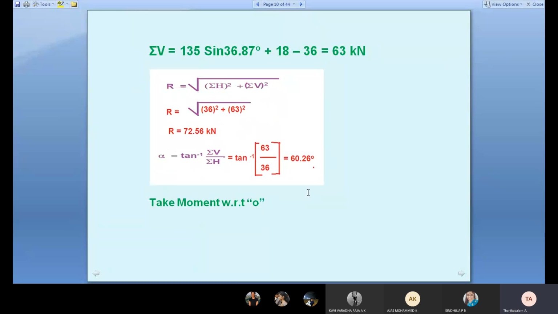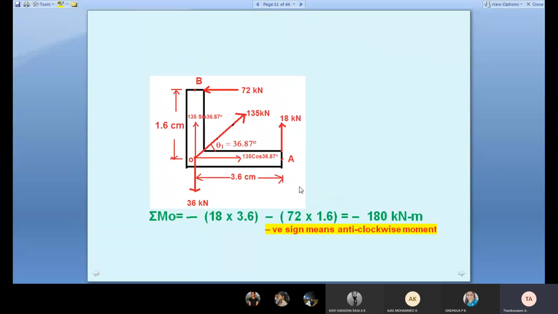While taking moment, we have to fix a reference point. Here the question is simple. They asked, with respect to O, what is the resultant direction? So you always take the first starting point. Here, O is the starting point. Therefore, I am taking the reference point MO. Say MO.